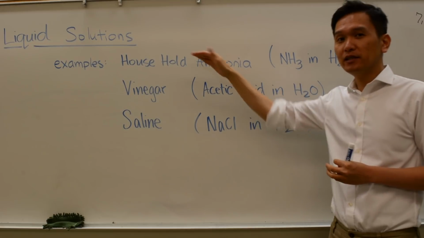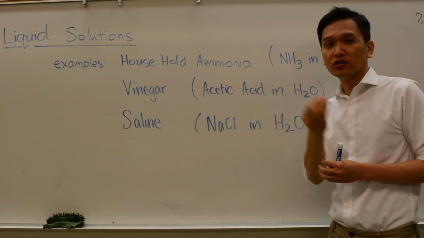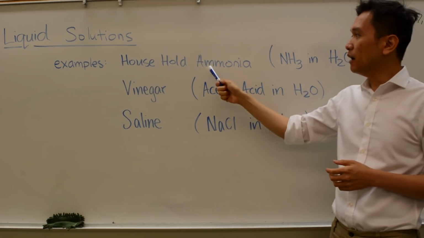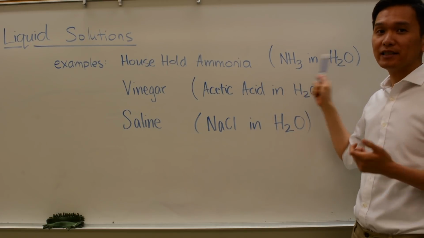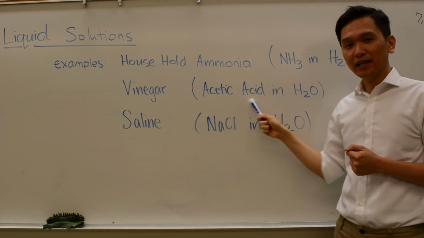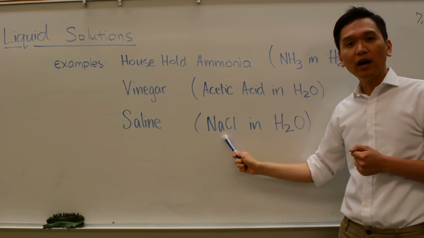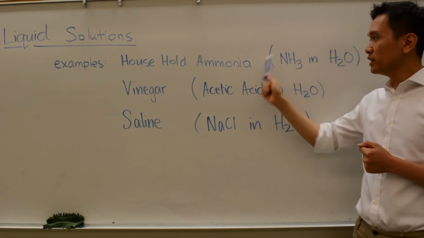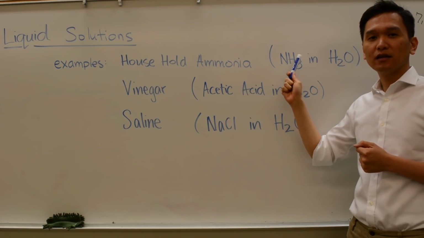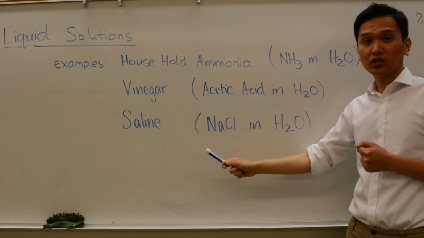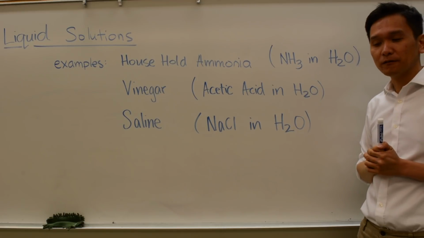So now the difference between these three examples is the phase that the solute is in. For example, ammonia is a gas in a liquid. Acetic acid is a liquid in a liquid. Sodium chloride is a solid in a liquid. So you can have three phases, gas, liquid, solid, all dissolved in water.